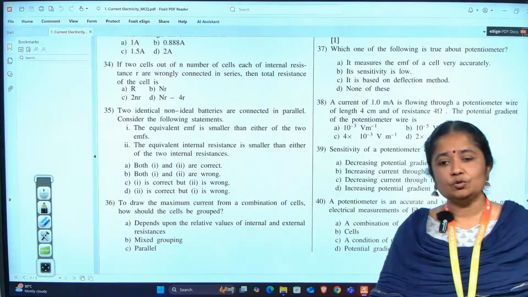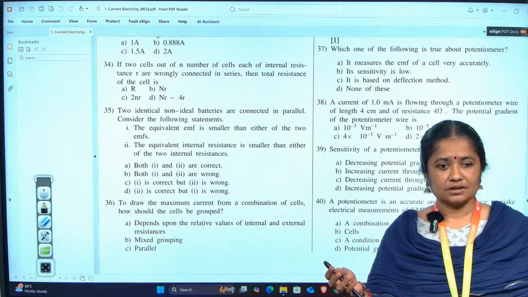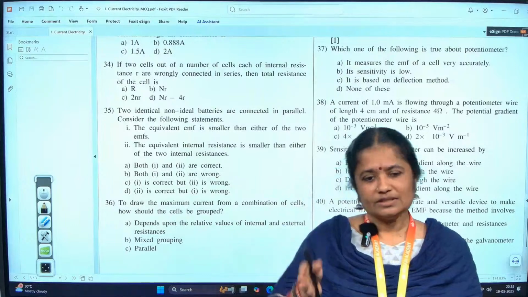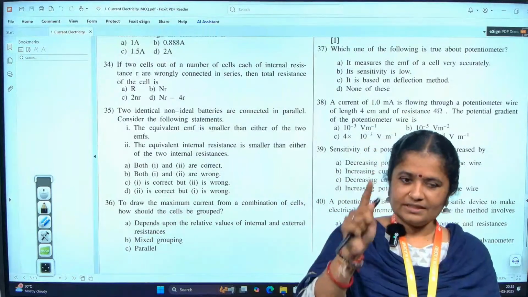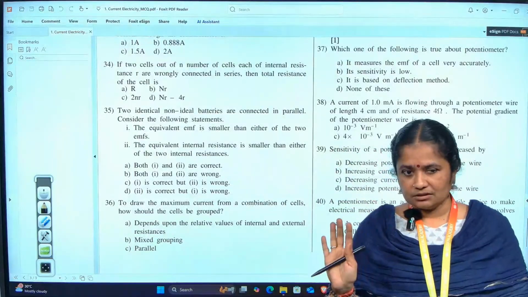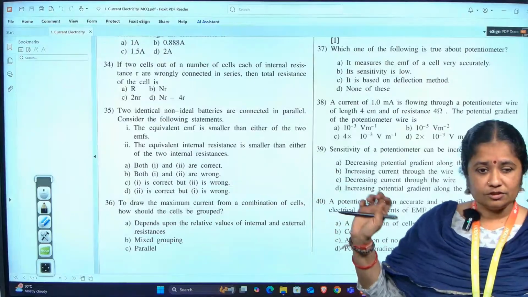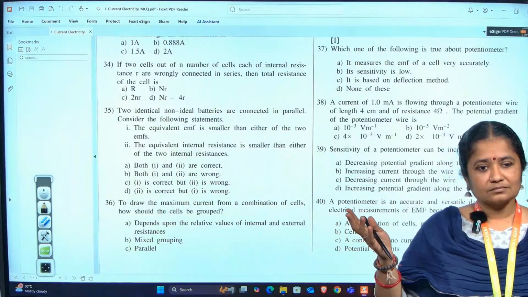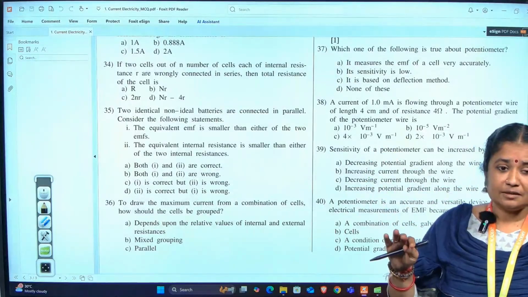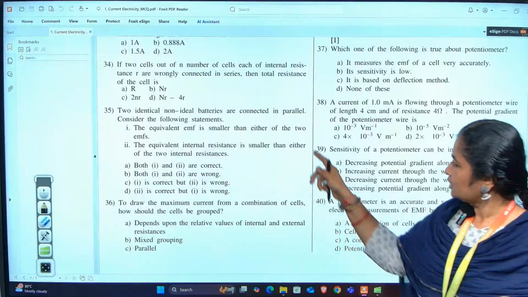The cells are in parallel. What will be the EMF that you get? Parallel. It will not decrease. Whether it is a single cell or ten or twenty cells, it will only give the EMF of one cell. So the equivalent EMF cannot be smaller than either of the two. That cannot be. How can it be smaller than the smallest EMF? It cannot go lower than that. So the first statement is wrong.